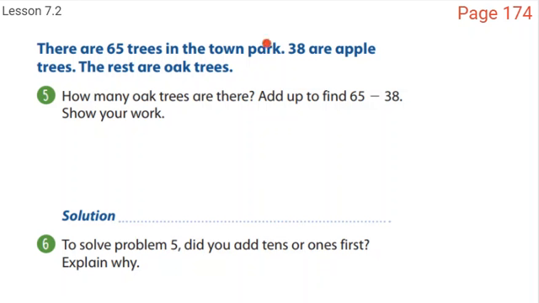And then for numbers 5 and 6, let's take a look here. For number 5, there are 65 trees in the town park. 38 are apple trees. The rest are oak trees. So we have this whole. 38 are apple. That's a part. What are the rest? They said the rest are oak trees. That's another part. How many oak trees are there? Add up to find 65 minus 38. Show your work. And then number 6, to solve problem 5, did you add tens or ones first? How did you do that? I want you to figure that out.